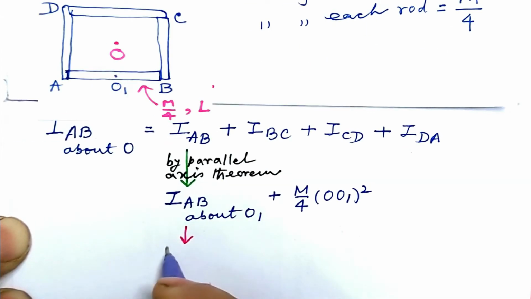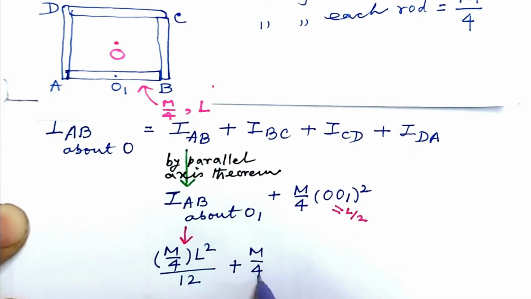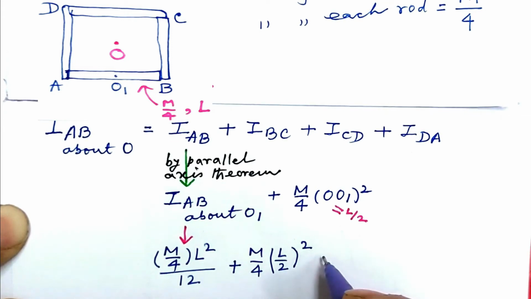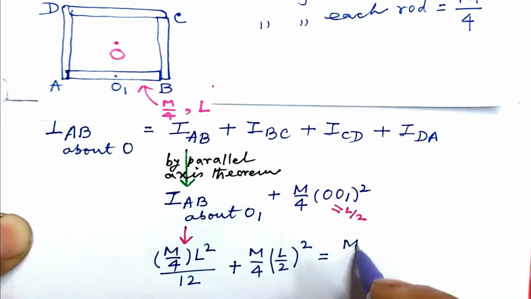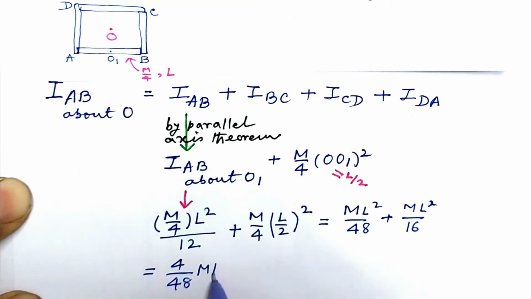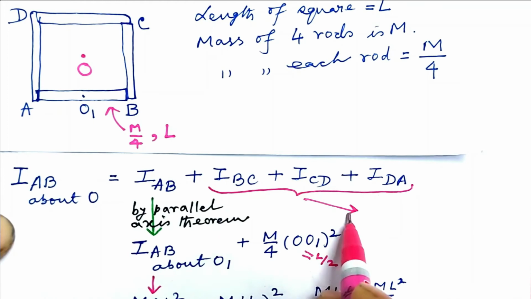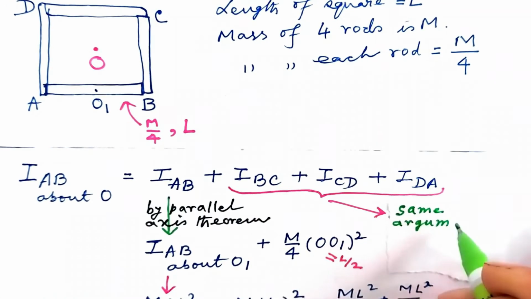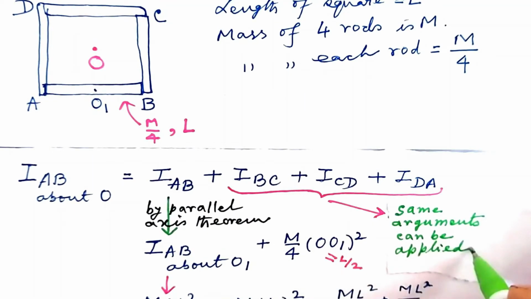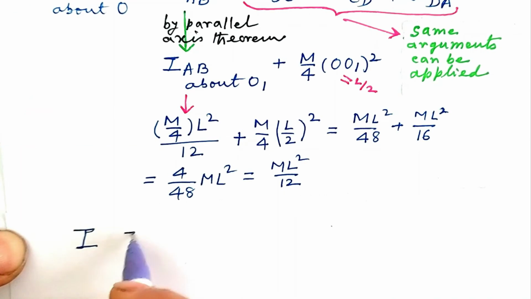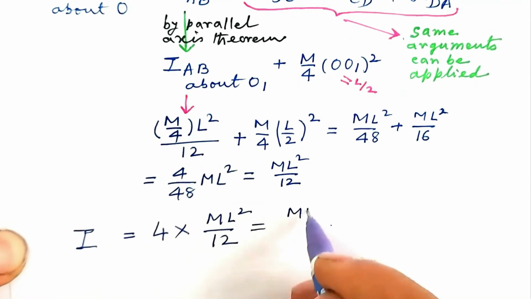Now, I_AB about O1 is its mass, that is m by 4, into L square by 12, plus m by 4 into L by 2 whole square. Since distance OO1 is L by 2, we get ML square by 48 plus ML square by 16. This is ML square by 12. For the moment of inertia of portions BC, CD and DA about the perpendicular through midpoint O, the same arguments can be applied, as these portions are situated with respect to midpoint O just as portion AB is, for which we have just finished our calculation, which is ML square by 12. Hence, the moment of inertia of the object, call it I, is equal to 4 times ML square by 12, that is ML square by 3.